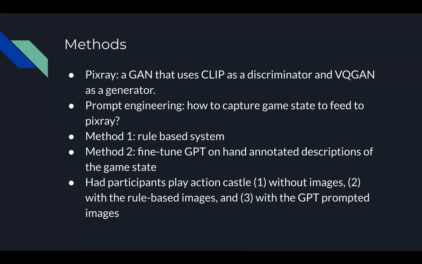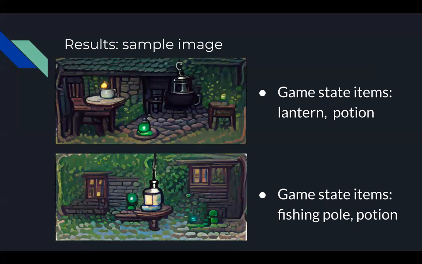And so all we did is we had, I think it was about 16 participants play Action Castle without images, with the rule-based prompted images, and then the GPT prompted images. And we just wanted to see which one they liked the best, which one felt most immersive. And so here are some results of a couple generated images that we have. You can see in this top one, there's the lantern and the potion. And in this one, there's something like a fishing pole and a potion as well. So we're trying to capture that this world is dynamic and the scenes are changing as the world changes.